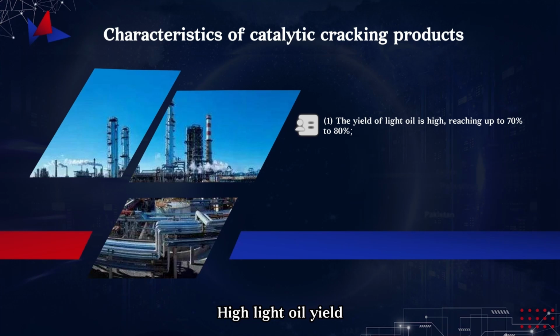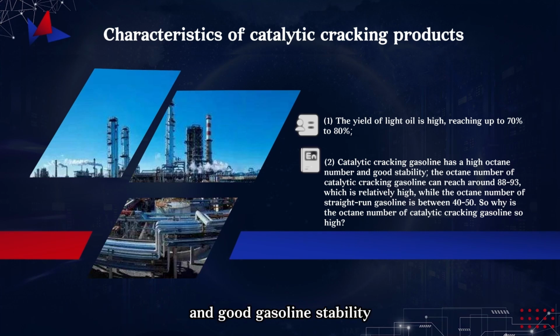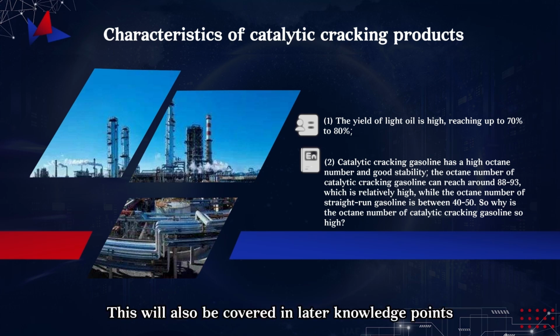1. High light oil yield, which can reach 70 to 80%. 2. High octane number of catalytic cracked gasoline and good gasoline stability. The octane number of catalytic cracked gasoline can reach about 88 to 93, which is relatively high, whereas straight run gasoline has an octane number between 40 to 50. So why does catalytic cracked gasoline have such a high octane number? This will also be covered in later knowledge points. Students can also think about it.